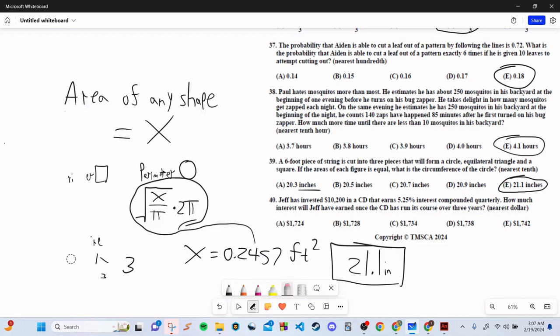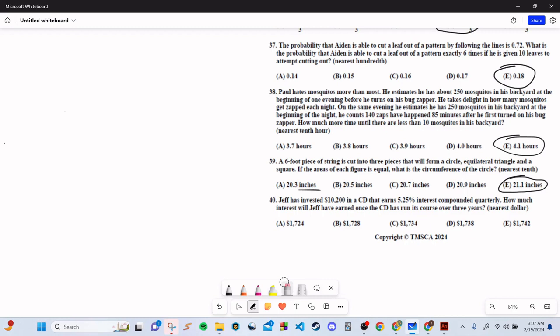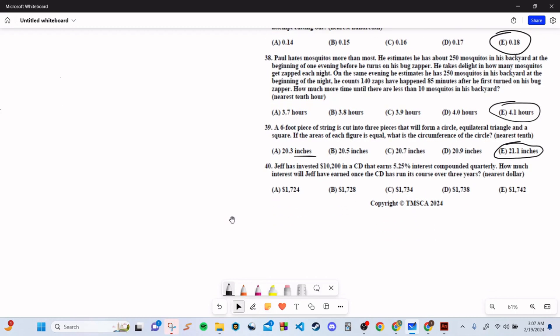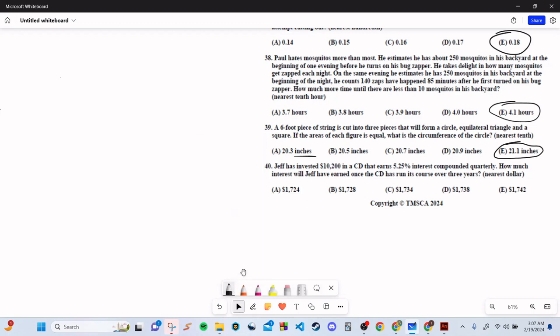So that's a nice little geometry question, involved a bit of algebra. But moving on to the last question for today's video. Question 40. So Jeff has invested $10,200 in a CD that earns 5.25% interest compounded quarterly. How much interest will Jeff have once the CD's run its course over 3 years?